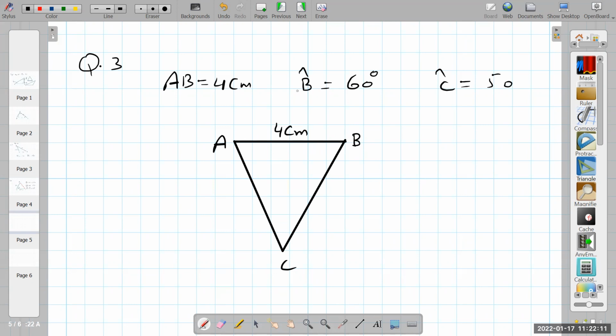After that, angle B. What is angle B? This is angle B. It is 60 degrees. Angle C, where is angle C? This is angle C, 50 degrees. So the question is finished. That's the question and that's the answer. Easy. Now question number 4.